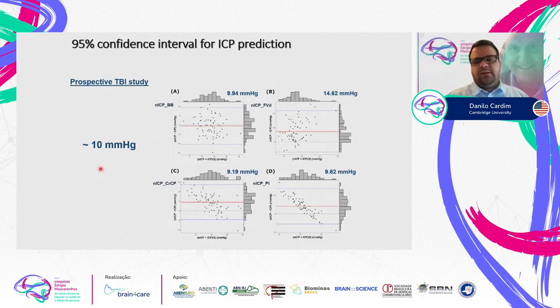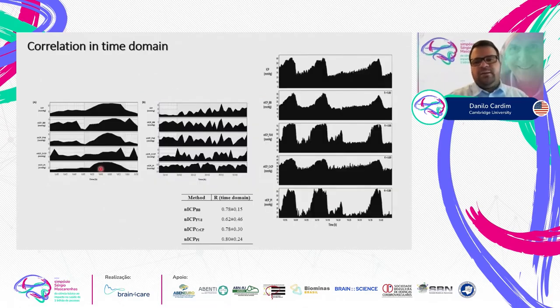So these methods by themselves are not quite reliable to assess the absolute values of intracranial pressure, but instead, if you want to identify, for example, hemodynamic events that are associated with intracranial hypertension, for example, B waves, plateau waves, these methods do provide a very reliable alternative.